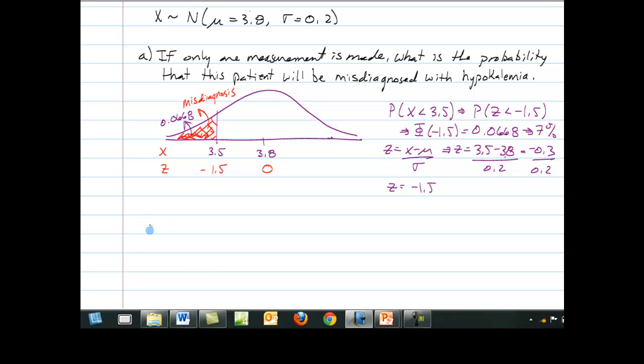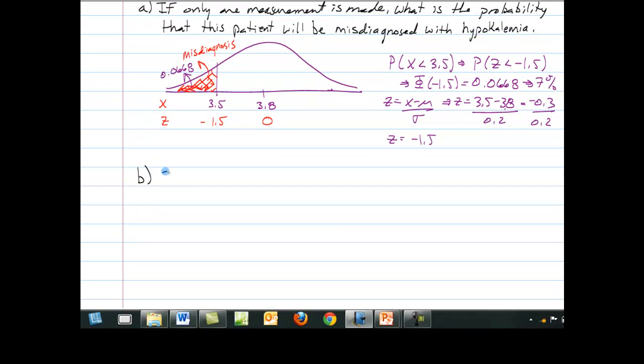So, second question: if instead measurements are taken on 4 separate days, what is the probability of a misdiagnosis? Suppose measurements are taken on 4 separate days. I would take these 4 days of measurements, find the average of those, and find the probability again.